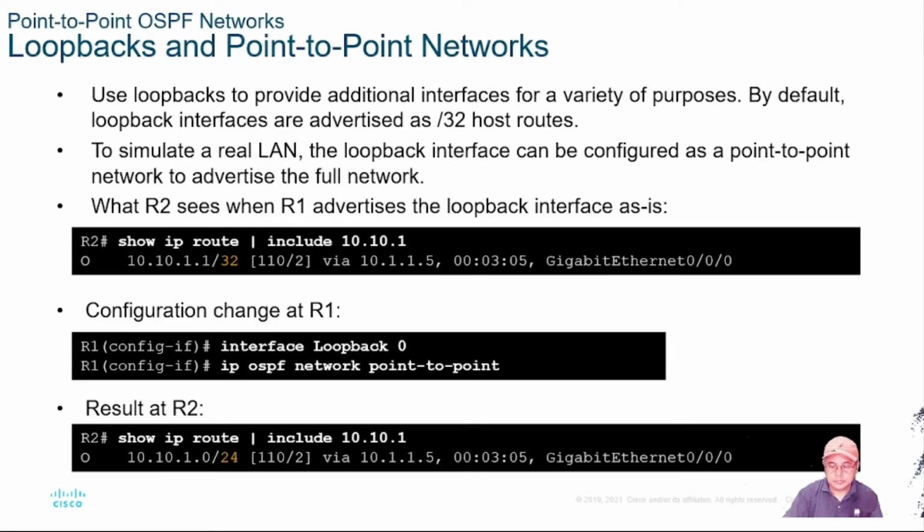Now, before converting it to point-to-point, what router 2 sees for R1 will be /32. If you are in R2 and you issue the command show ip route, you will notice that this is /32. Now, when you configure R1 with interface loopback, ip ospf network point-to-point, it should result in /24.